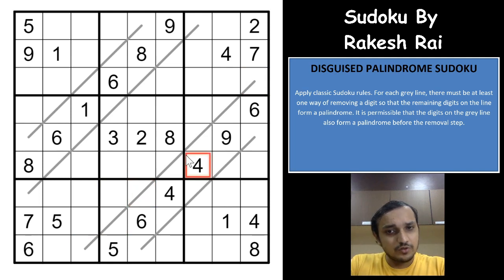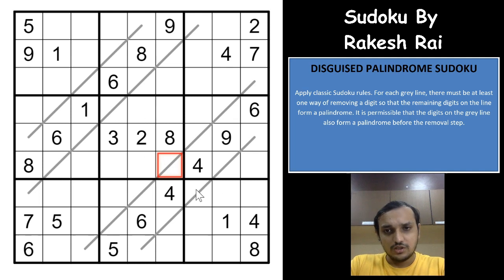When you have an odd number of cells on a line and you remove one cell from that line, you will have an even number of cells, which means each number will be duplicated. And that means if you have a number on the line that cannot be anywhere else on that line, that cell will have to be the liar cell, and it has to be removed from the palindrome. And with that idea, we will start solving this Sudoku, right?